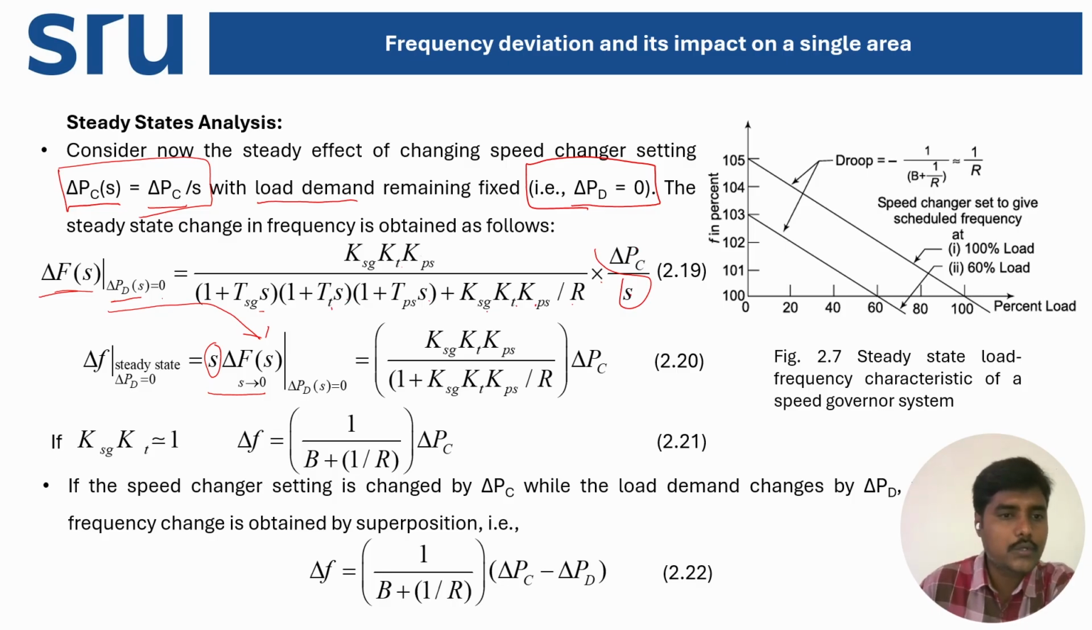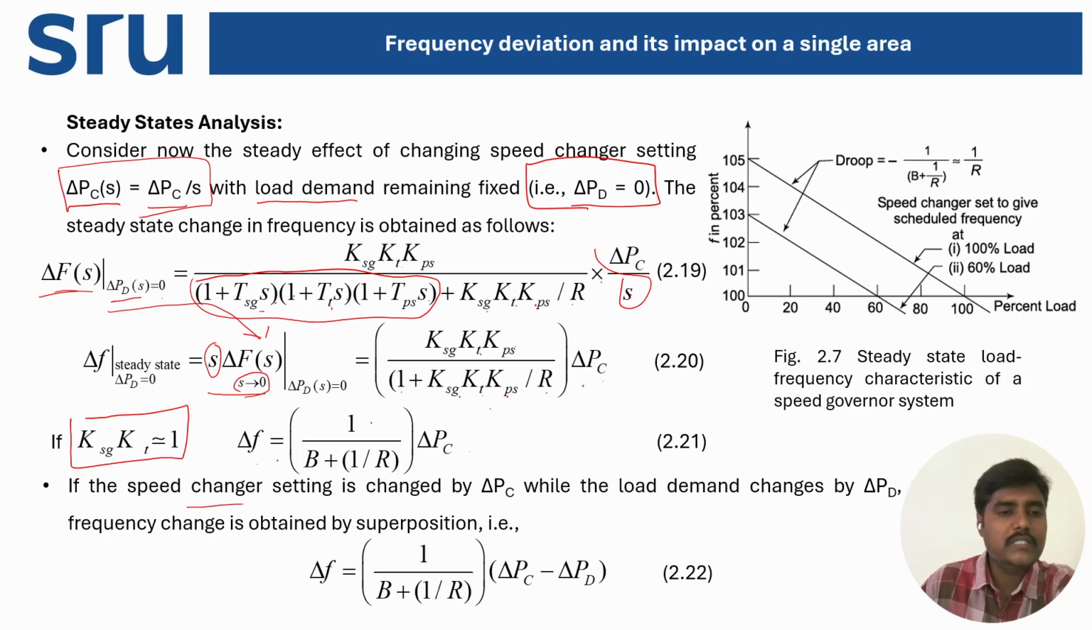So once you substitute S is equal to 0 here, this particular equation will change to KSG into KT KPS by 1 plus KSG into KT KPS by R into delta PC. So the first three terms will become equal to 1 because of substitution of S is equal to 0. So just similar to the case 1, again you can substitute the product of KSG into KT as 1. Then this particular equation will modify to delta F is equal to 1 by B plus 1 by R into delta PC.